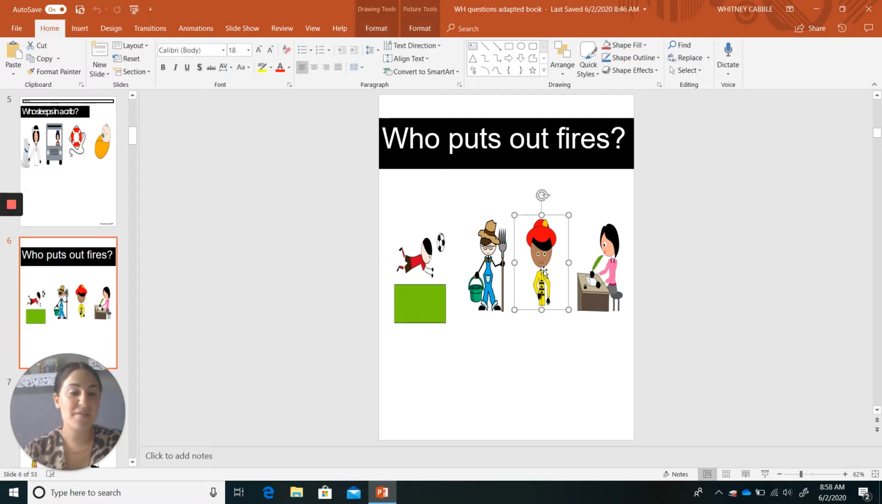If you pointed to a firefighter, you're right. Firefighter has all the tools and equipment to put out the fires. They've got a big hose, fire extinguishers to put out the fires.